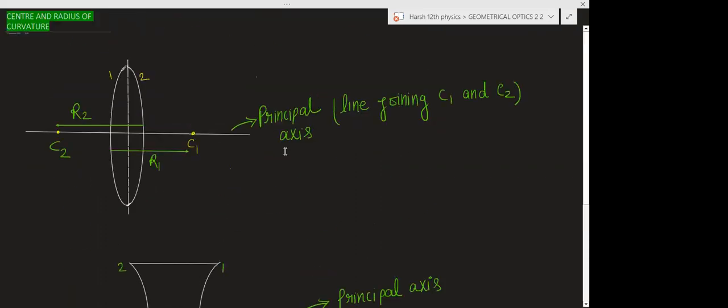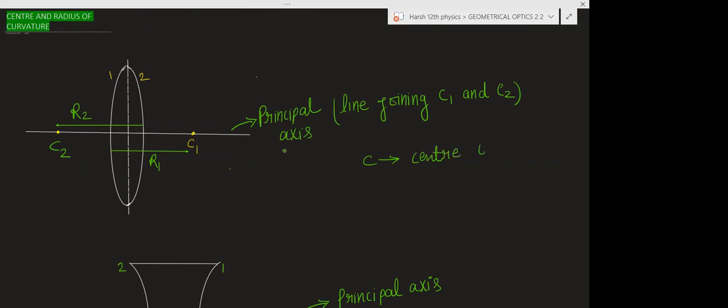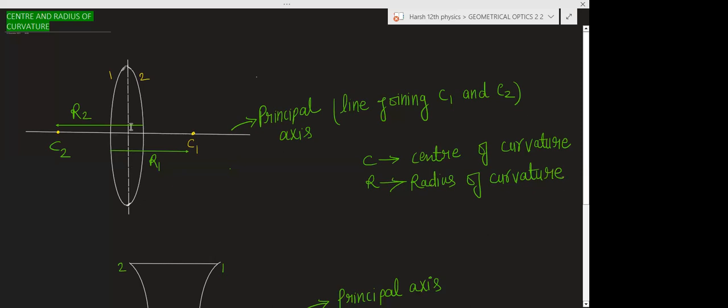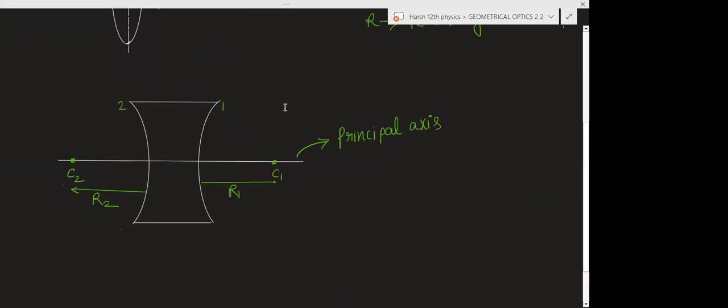The line joining C1 and C2. And what is C? C is the center of curvature. What is R? R is the radius of curvature. So this is the center of curvature and radius of curvature. So now you can note down.